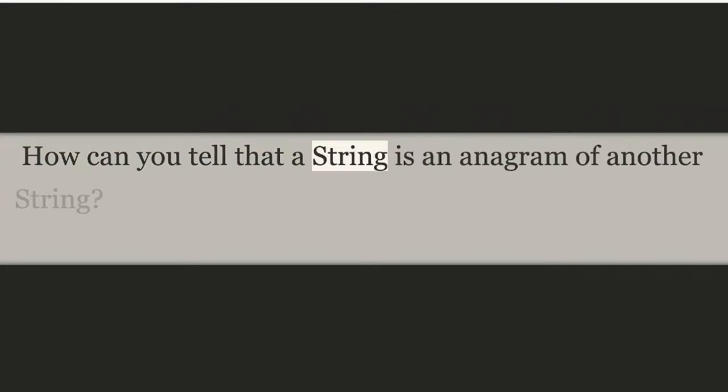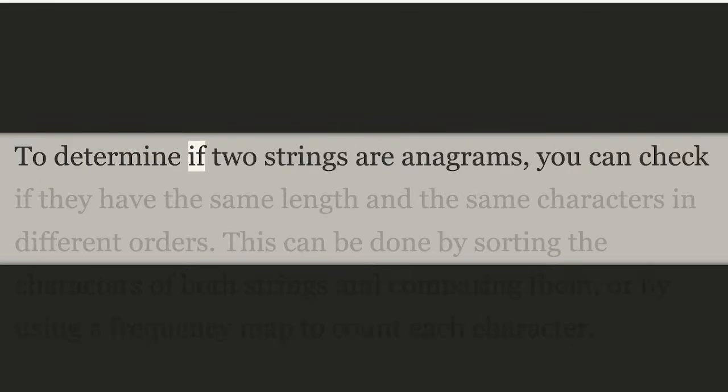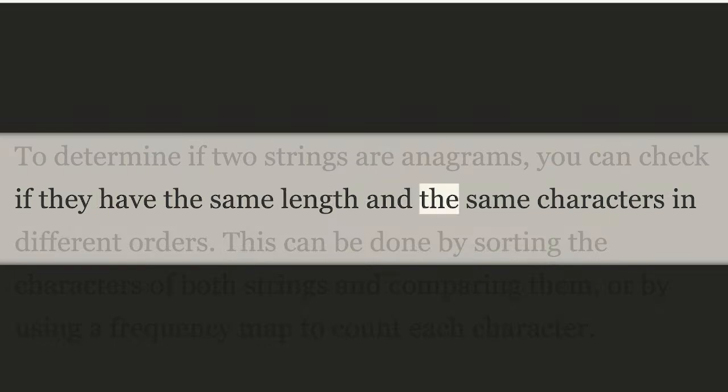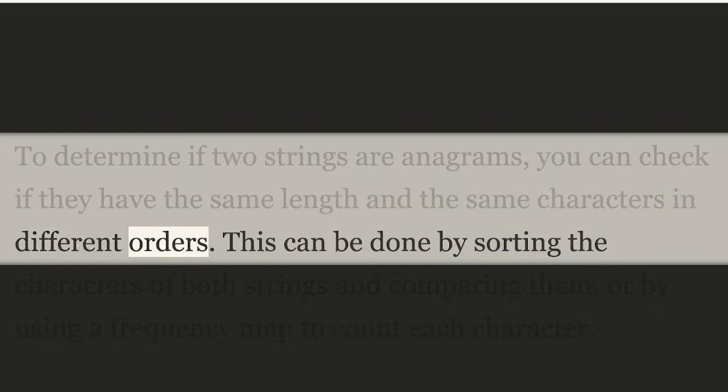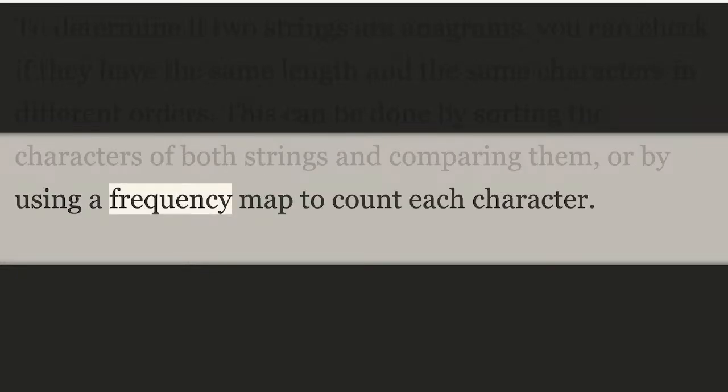How can you tell that a string is an anagram of another string? To determine if two strings are anagrams, you can check if they have the same length and the same characters in different orders. This can be done by sorting the characters of both strings and comparing them, or by using a frequency map to count each character.